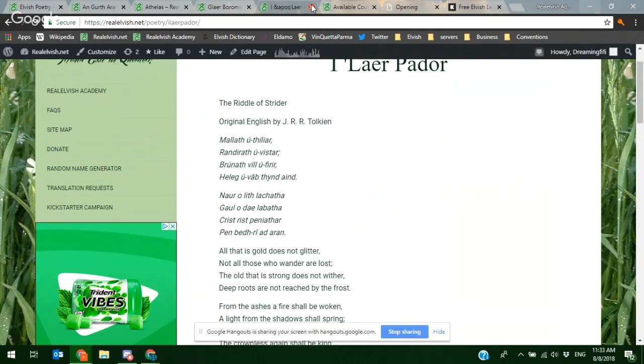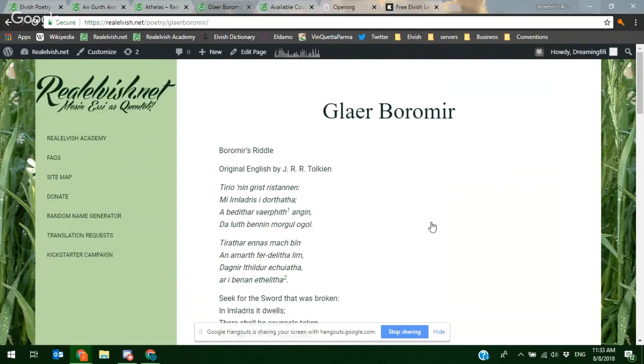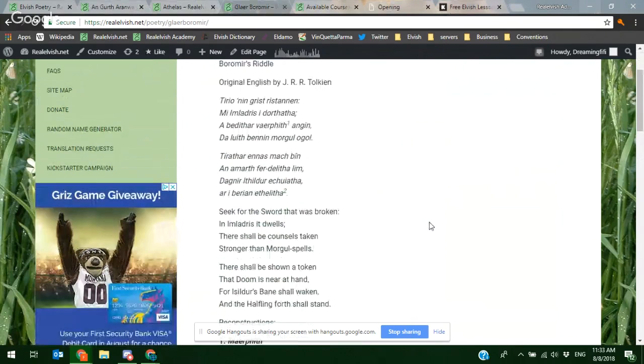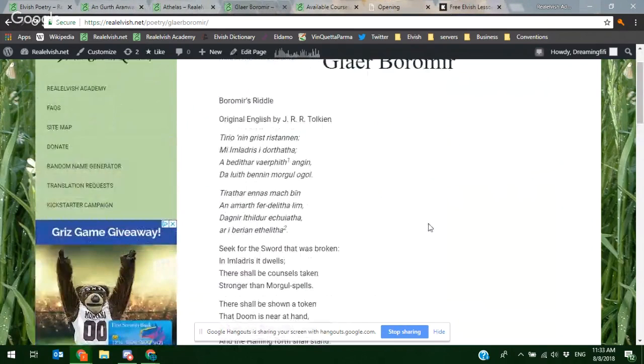So yeah, I would do things a little bit differently. Things like the future tense has changed a bit in Sindarin. So this is an older one. This is another older one.